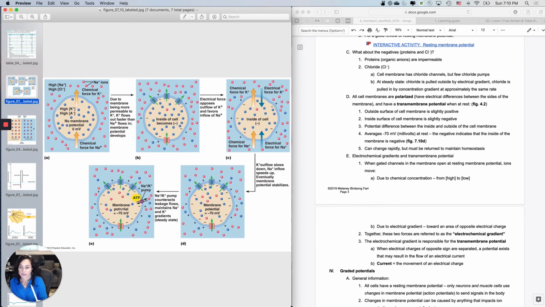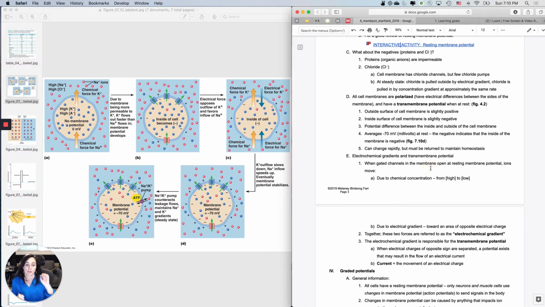Now if this is all just sitting at rest, it's all because of leak channels and the sodium-potassium pump. But I want you to understand that if I put in a gated channel, an ion has a lot of motivation to move across the membrane because there is a charge difference across the membrane. So if I put in a gated sodium channel and open it, sodium would move down its concentration gradient, but it also has an electrical gradient. So there's two motivators for ions to move. Together, the two motivators are collectively called the electrochemical gradient. That's both of them, concentration and electrical charge at the same time. And the electrochemical gradient is responsible for what we call the transmembrane potential, the potential that ions would move across the membrane given the opportunity.